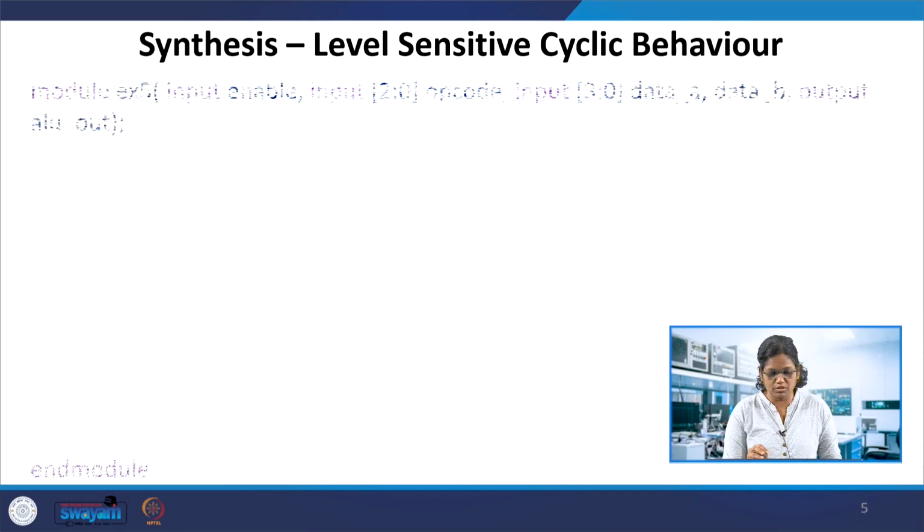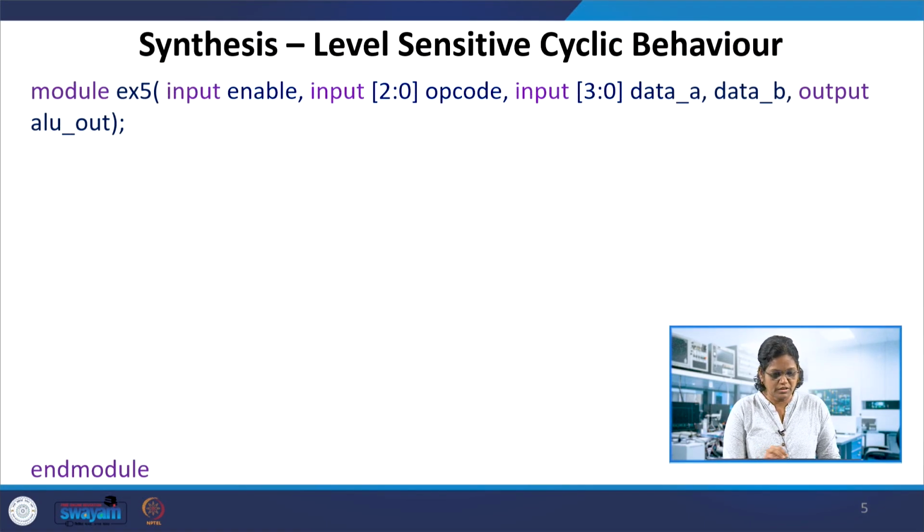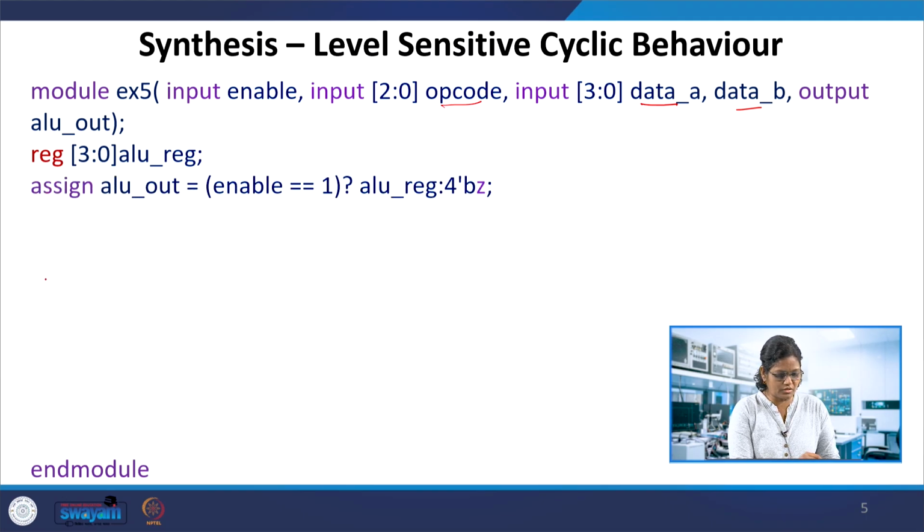So, now coming to the level sensitive behavior. In this example, this is actually combinational logic. There is an input enable, an operation code, and data A and data B. The output is the output of the ALU processor. So, there is a register, ALU_reg. The output is declared as ALU_out. You can see the ALU_reg which is used in this also. Assign ALU_out.